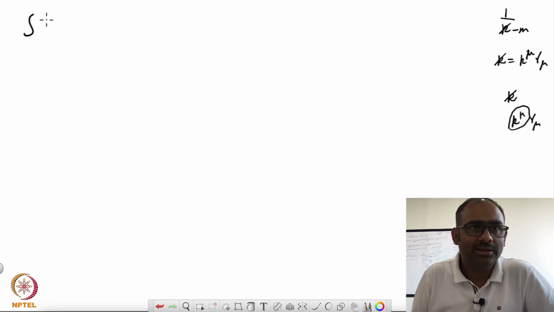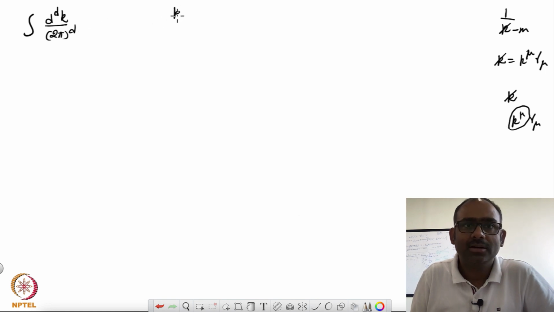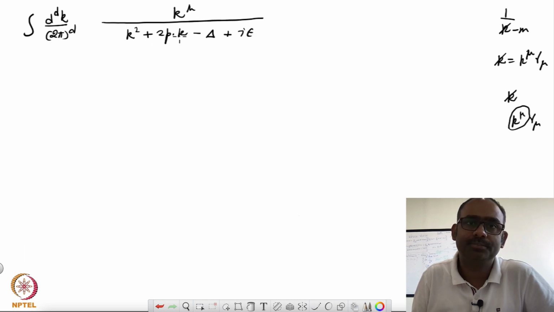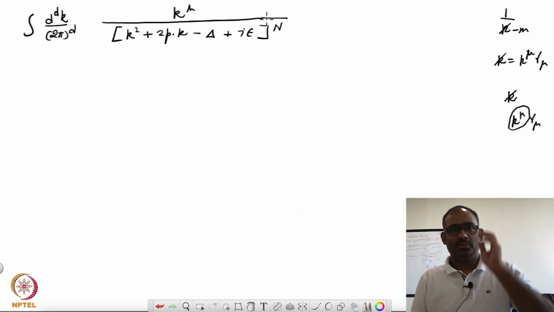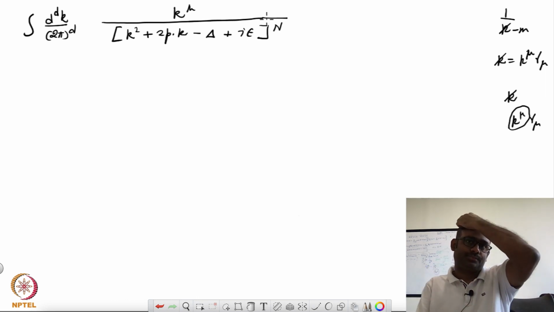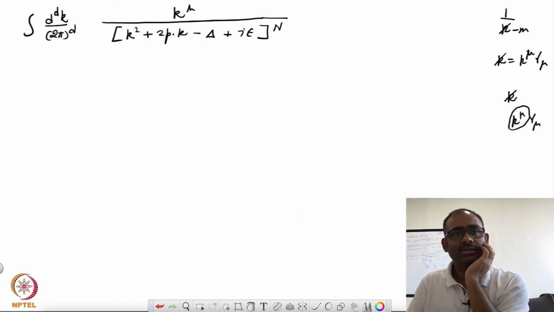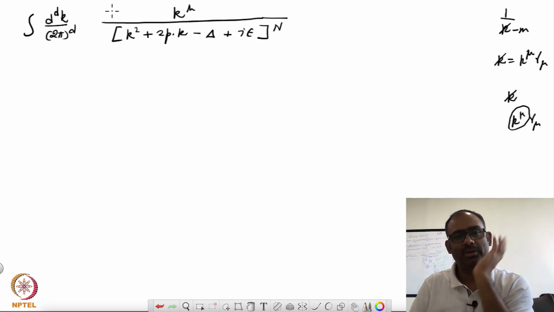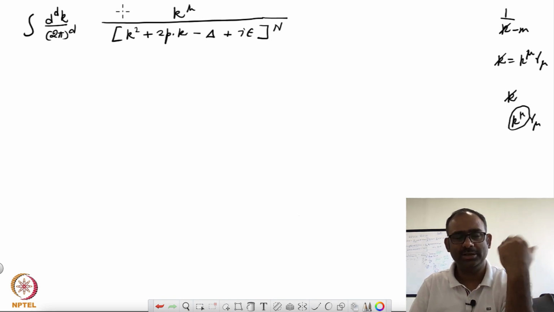So, I want to integrate d dk over 2 pi to the d, k mu over k square plus 2 p dot k minus delta plus i epsilon. Okay. What will be the result? So, before I give you the result, let us see what it will look like, at least the p dependence.